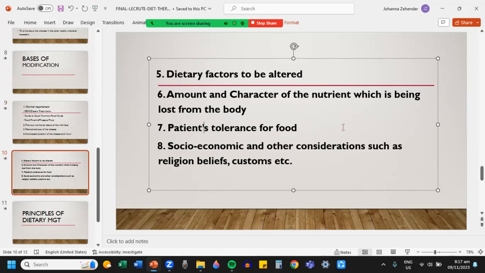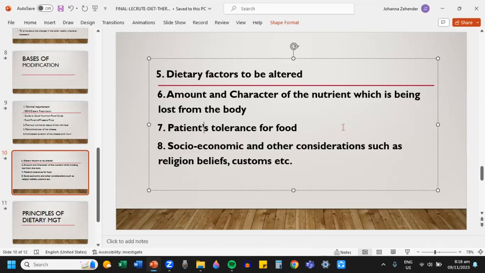Okay, so another example, let's say you have a patient who is lactose intolerant. Okay, so definitely you are going to avoid giving that patient any dairy food products. Okay, para hindi ma-trigger yung kanyang lactose intolerance. Okay? So next we have socio-economic and other considerations such as religious beliefs, customs, etc.